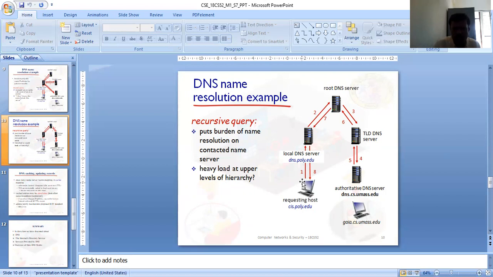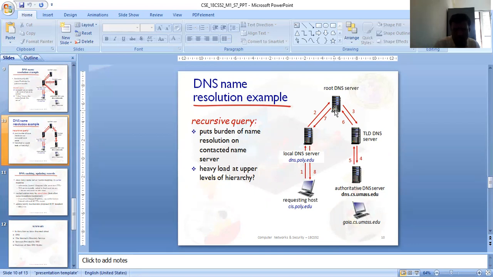So again, in the recursive query, first the local DNS server finds the requested query is not available. The requested query is poly.edu; I want the IP address for this domain name. So again it is passed on to the root DNS server, then the TLD servers, and again the request is passed on to the authoritative DNS servers. Through the TLD it gets back, okay. Whatever the domain name and IP address were mapped, the IP address of dns.umass.edu is returned and passed on to the TLD server.